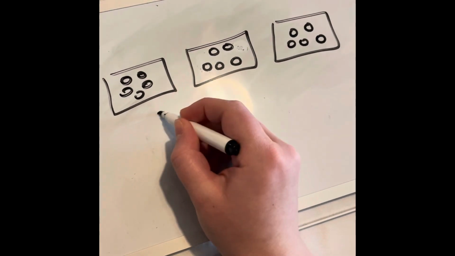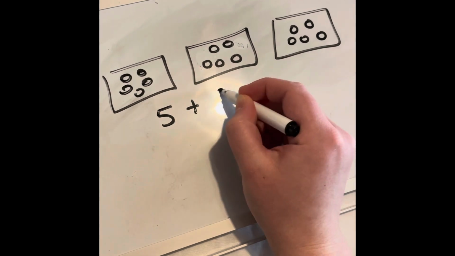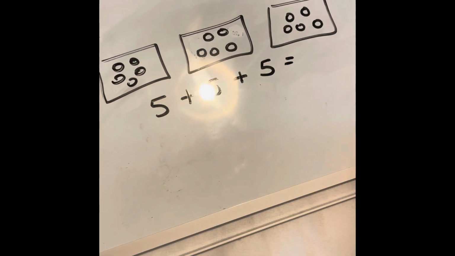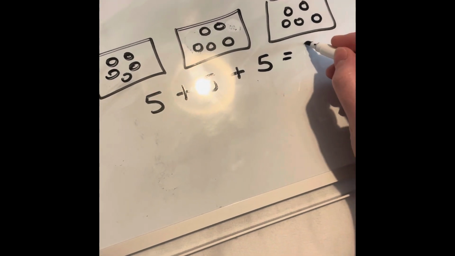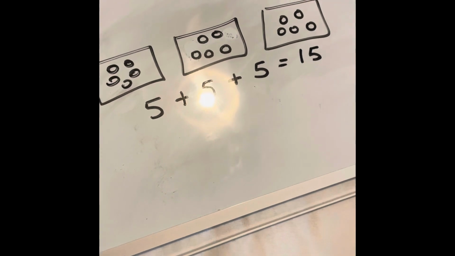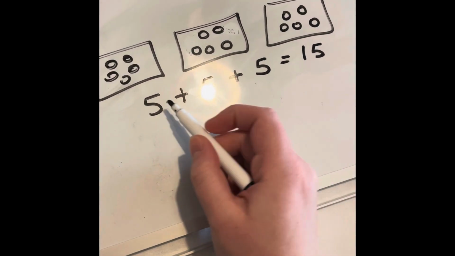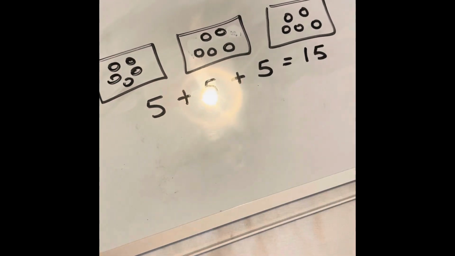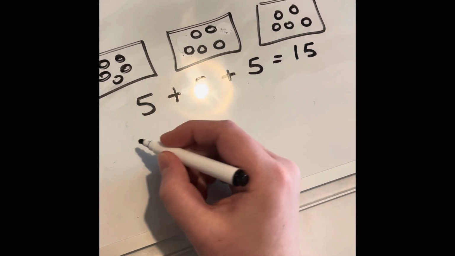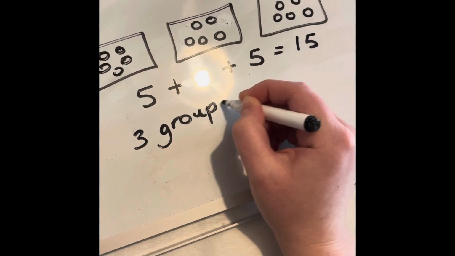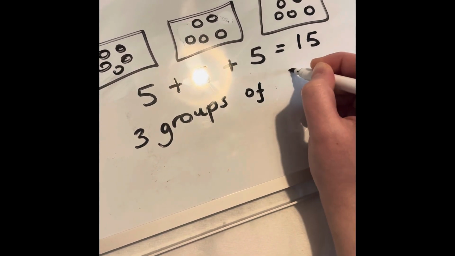We've got 5, add 5, add 5, which is 15. So we can do 5 add 5, which is 10, then add another 5 on to get 15. So that's 3 5s we've had to add together because we've got 5, add 5, add 5. So we've got 3 groups of 5, which means to multiply.